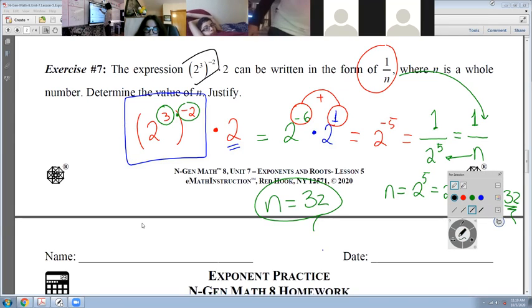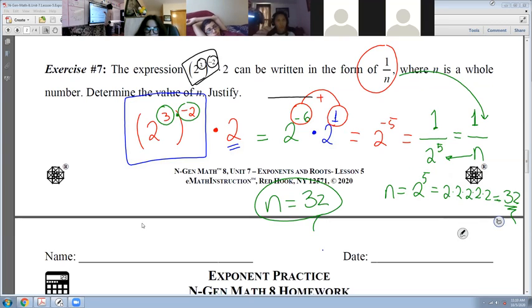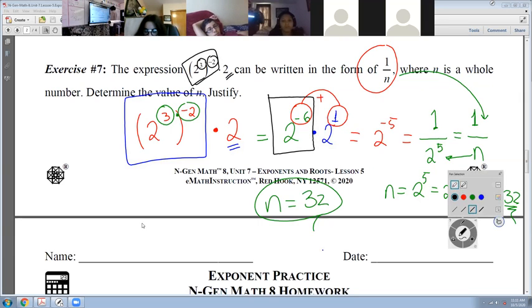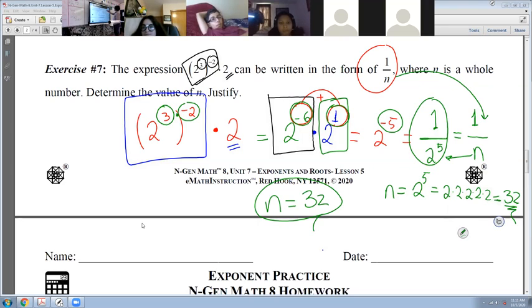What we did in here, ladies and gentlemen, let's go over it. First, I simplified this one using the power over power method: 3 times negative 2 is negative 6. It is right here, total power of negative 6. But I have another 2 in here, I put 2 here, and multiplication turns into addition. Negative 6 plus 1 is negative 5. I know how to change it to a positive exponent. To write this in the form 1 over n, they should be equal to each other, so n is equal to 2 to the power of 5, which is 32.